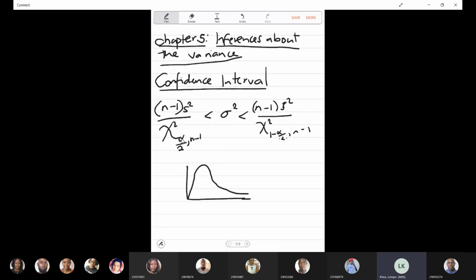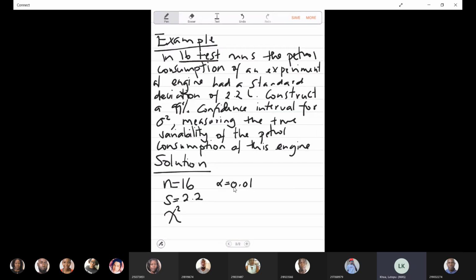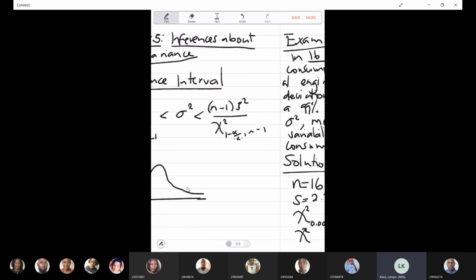Then I'm looking at this formula over here. I need to divide my alpha by 2. So this 0.01, I will divide it by 2. When I do that, I will get 0.005. So it'll be 0.005. And then my degrees of freedom is just 1 less than n. This is 15. Okay, so I'll write that down, and then we'll look at the table. Then we have the chi-square of this one over here.